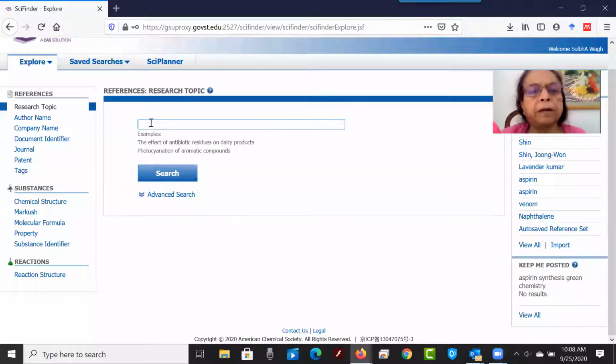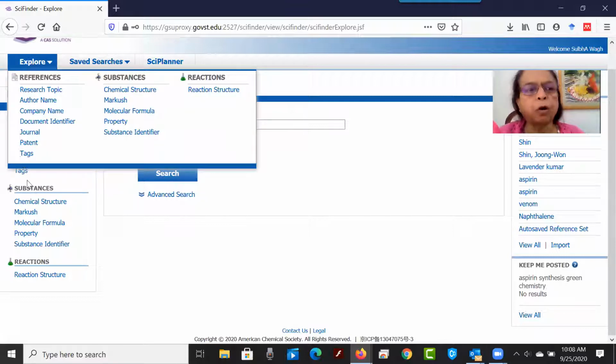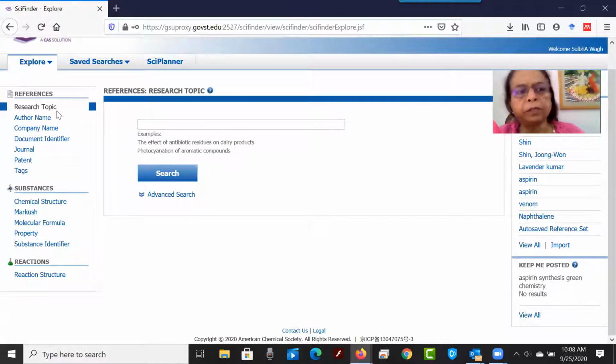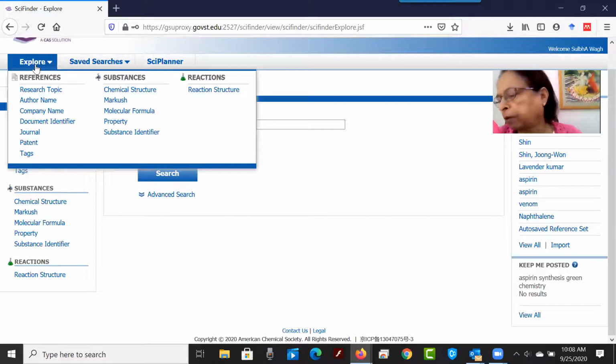And here, okay, this is the screen that will give you different options of searching. Explore gives you all of these research topics. That's your keyword search, the author search, company name, all of these items you can do in the explore field, okay, on the explore tab.